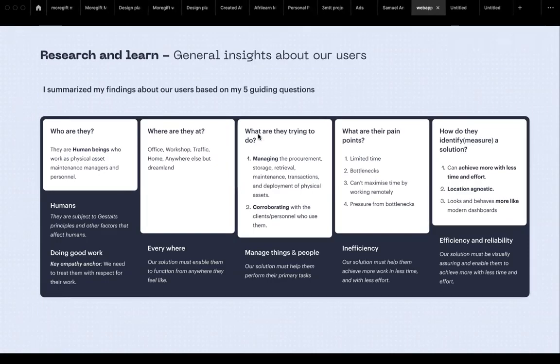So what are they trying to do? They're managing the procurement, storage, retrieval, maintenance, collaborating with clients. They're trying to maintain things and people in a nutshell. Our solution must help them perform their primary tasks.